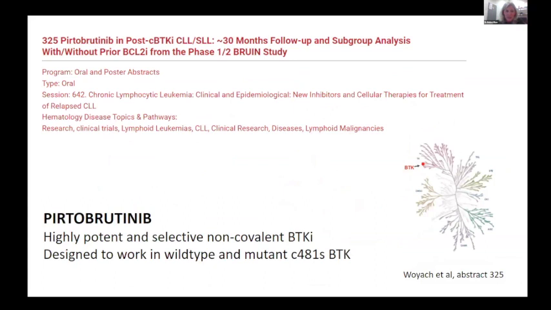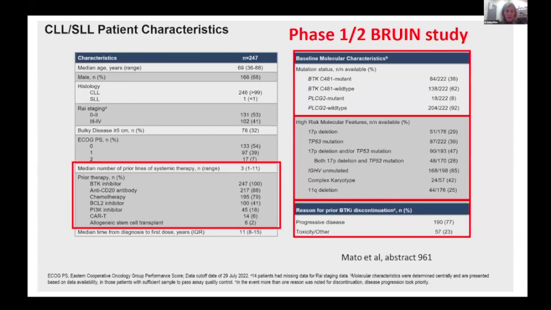And there was some updated data presented at this ASH. So this is just to give you an idea of what we know already from the early phase BRUIN study. In the CLL patients, over 200 patients treated, 100% who've had prior BTK inhibitors, a fair number, 40%, have had venetoclax, even a bit of CAR-T and allogeneic stem cell transplant chucked in there.